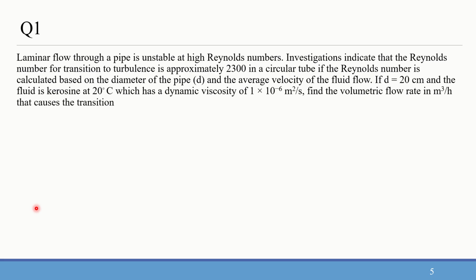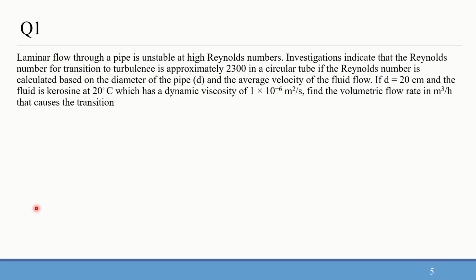So in that context, what is given here is that we are considering the pipe flow. So Reynolds number is equal to rho V D by mu. Here D is the diameter of the pipe and V is the average velocity of the fluid flow, and rho is the density, divided by mu, and mu is the kinematic viscosity.